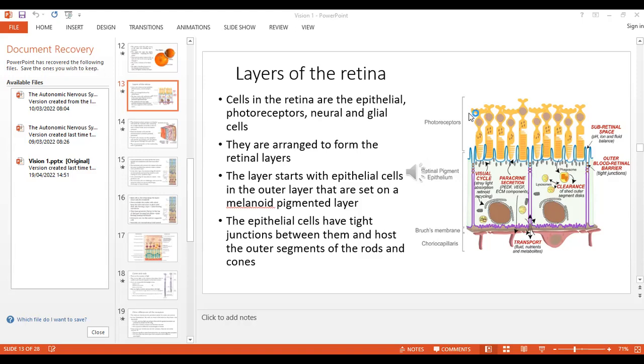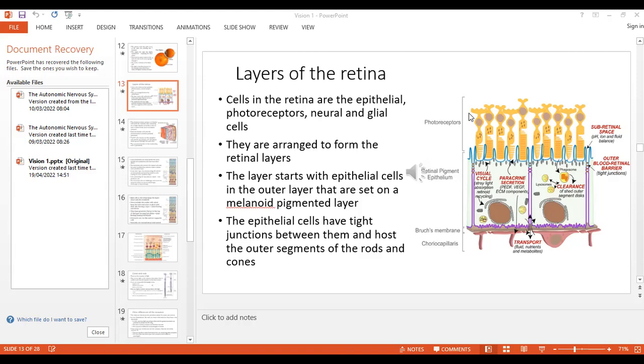Now, the layers start with epithelial cells in the outer layer that are set on a pigmented layer. When you talk about the pigmented layer, it has to do with the choroid layer, which has what we call melanin. If you remember in the first video, I talked about how this pigment is capable of absorbing light, or UV light, which can be harmful to the eye or to the body.